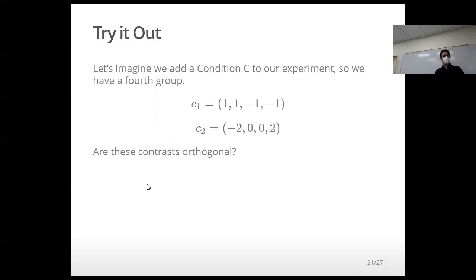So let's imagine we add another condition, so that way we have 4 groups. That way we can just think a little bit more about what orthogonal contrasts would look like when we have more groups. Give this a try. Are these two sets of contrasts orthogonal to one another?